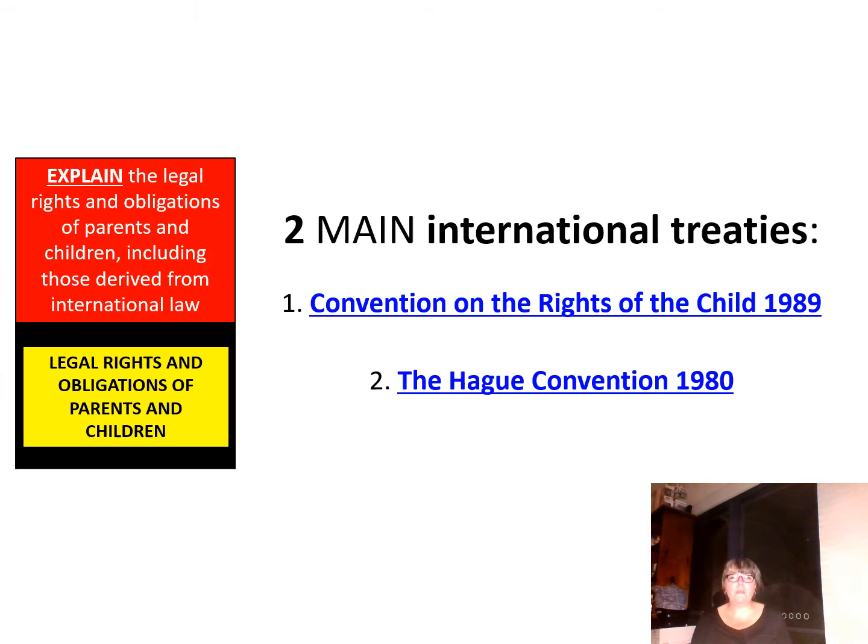Moving on. Okay, we are still under the same red box, but we are going to move to look at international law. So all those things we've just talked about come under domestic law. So our two main international treaties when it comes to looking at kids, or the legal rights and obligations of parents and children, the Convention on the Rights of the Child, 1989, or CROC for short, if you remember from Human Rights. I nearly said Human Resources, thinking Business Studies, and the Hague Convention of 1980.